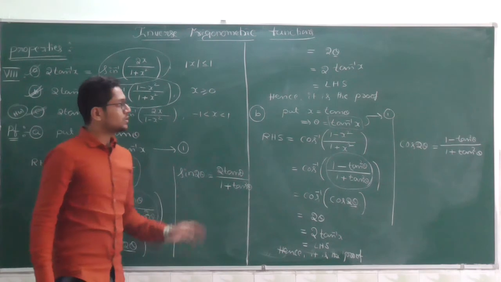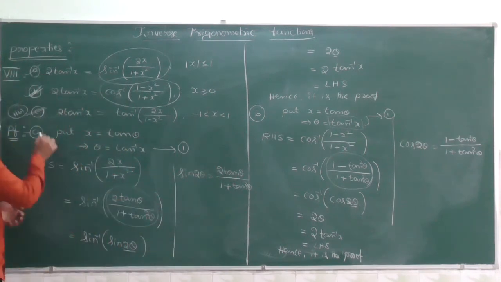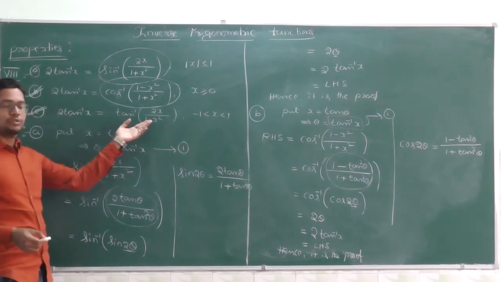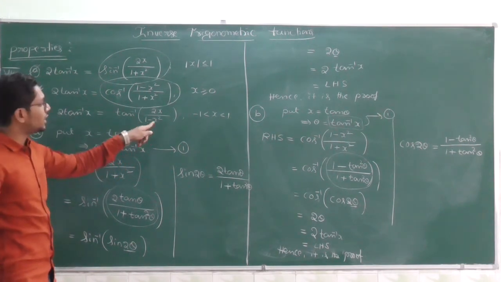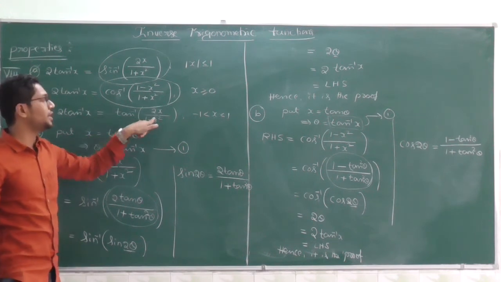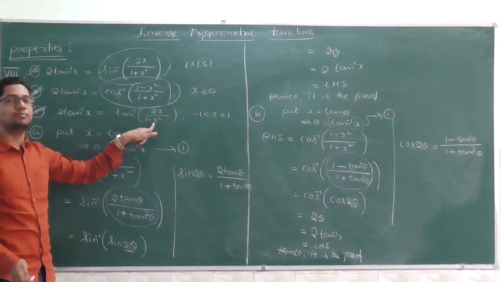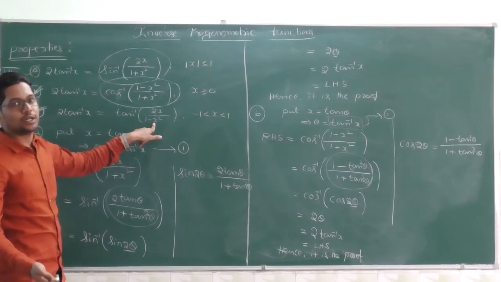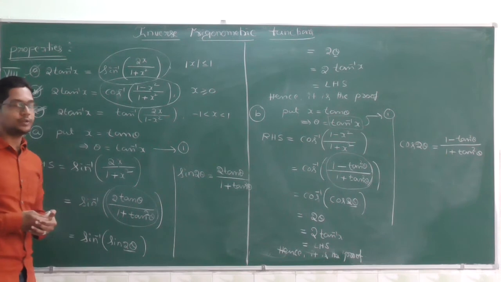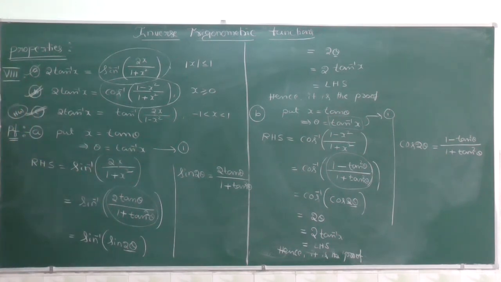That's it. So these are the 2 properties. This third property is homework. Here also you just do the substitution method: put x equals tan theta. Then we will get 2 tan theta by 1 minus tan square theta. In the next step, tan 2 theta. Then 2 theta, where theta is replaced by tan inverse x. Very simple. So these are the 8th set of properties.